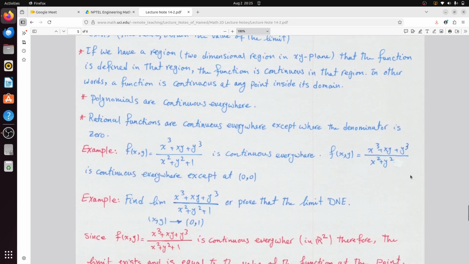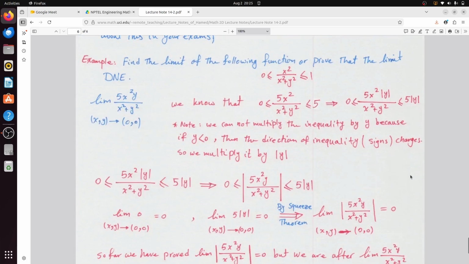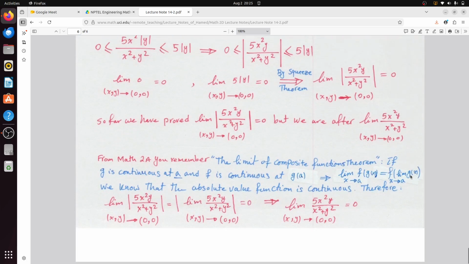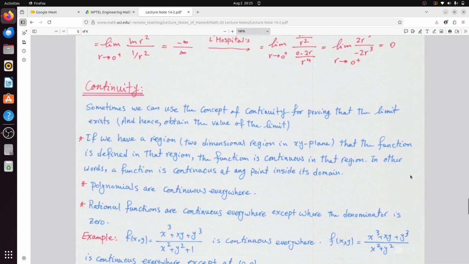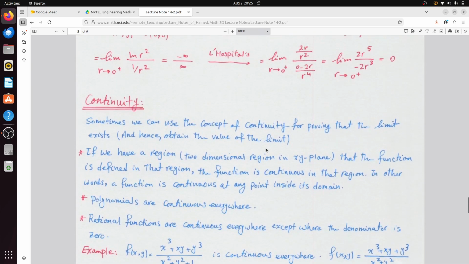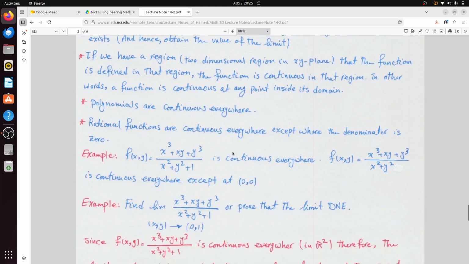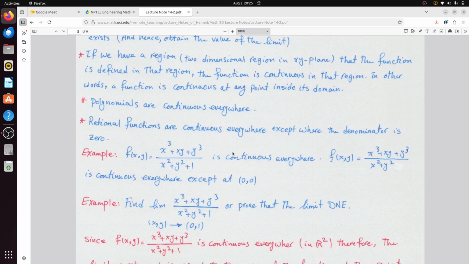So there are also some problems. Sometimes we can use the concept of continuity for proving that the limit exists and hence obtain the value of the limit. If we have a two-dimensional region in the xy plane where the function is defined, and the function is continuous in that region, in other words, a function is continuous at any point inside the domain.